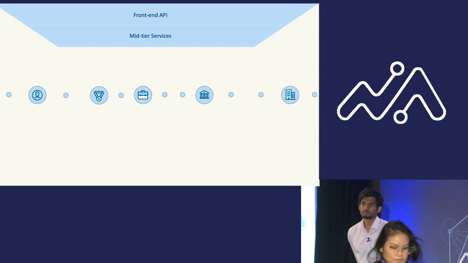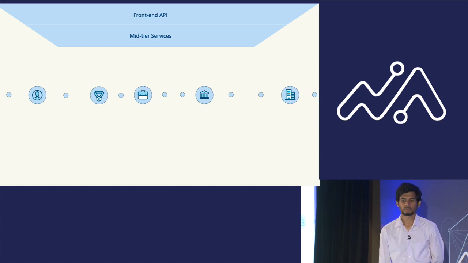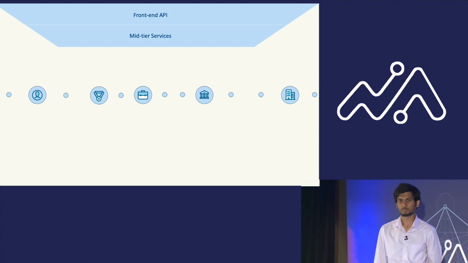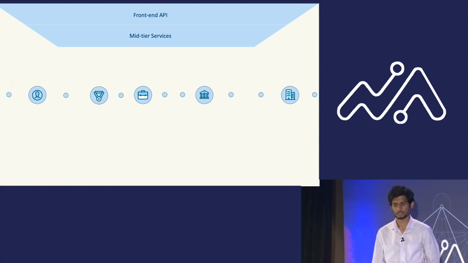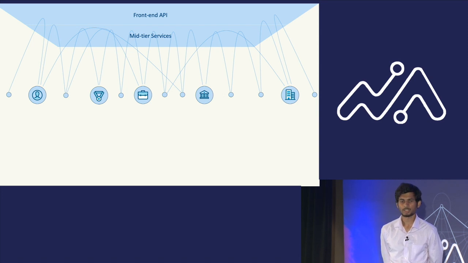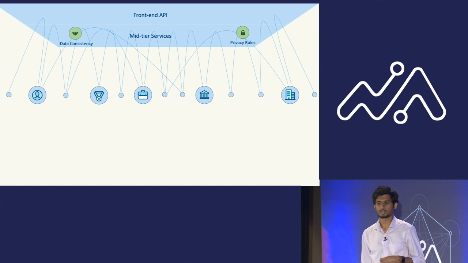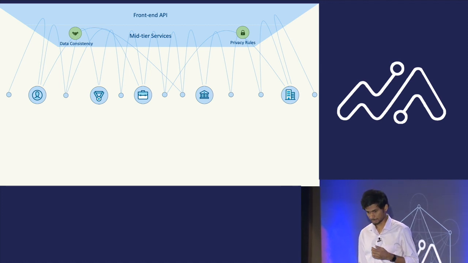But when you go on LinkedIn.com, you still see a connected graph. So who puts these backend services together? We have a bunch of what we call mid-tier services that put these entities together and present them to front-end APIs, which you eventually see on the UI. So these mid-tier services join all of these entities together, and not only do they join, they might have to enforce some more privacy rules, some data consistency rules, and things like that.